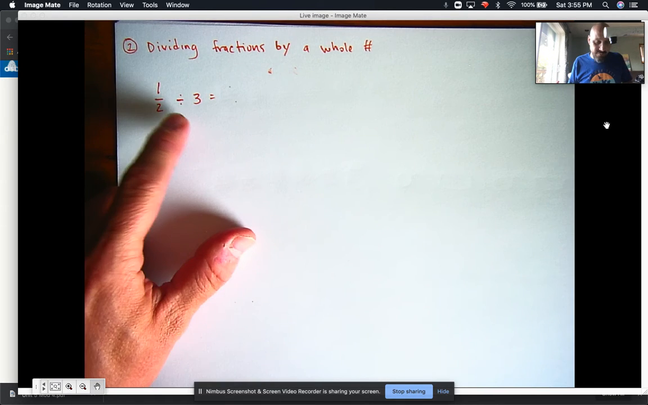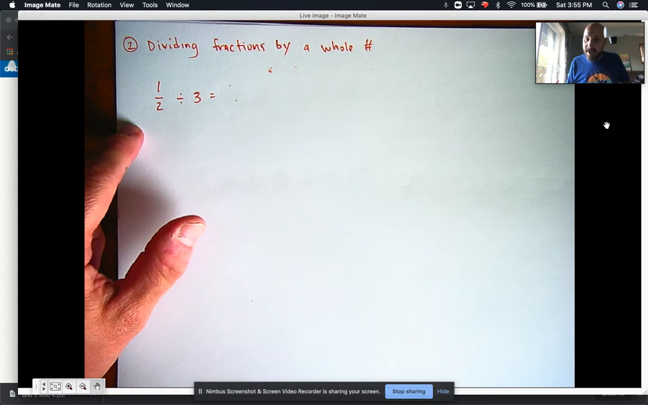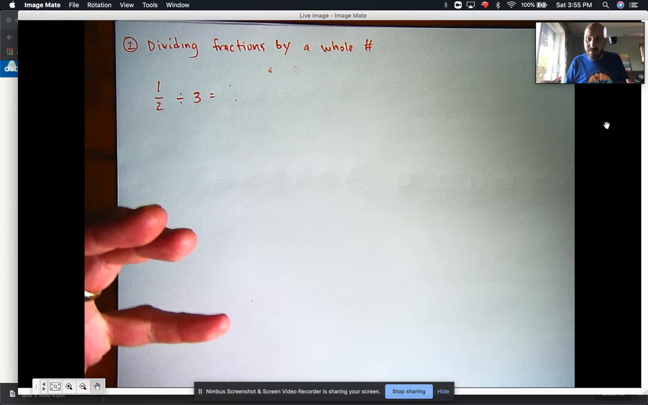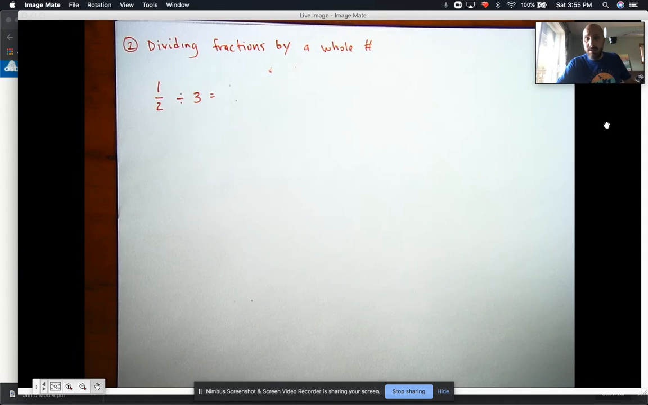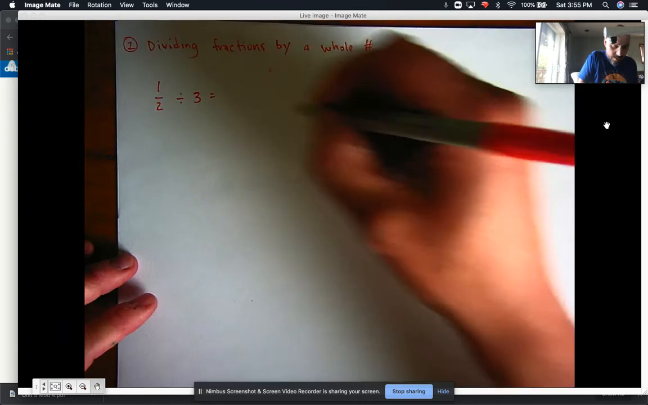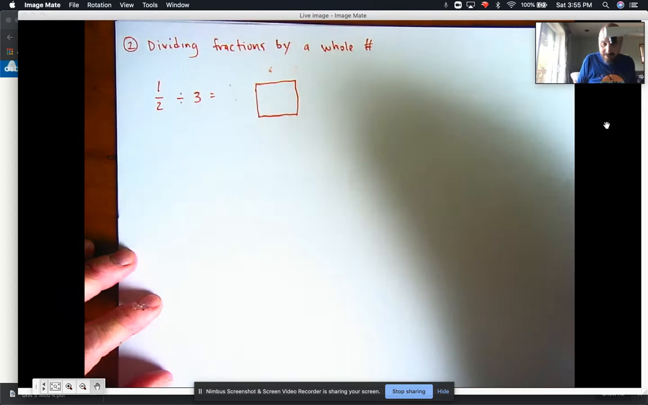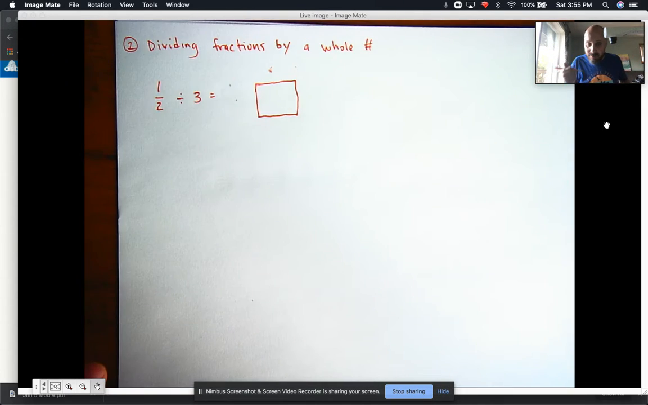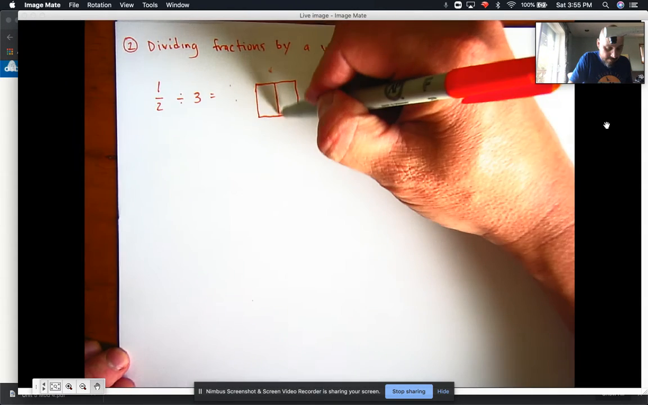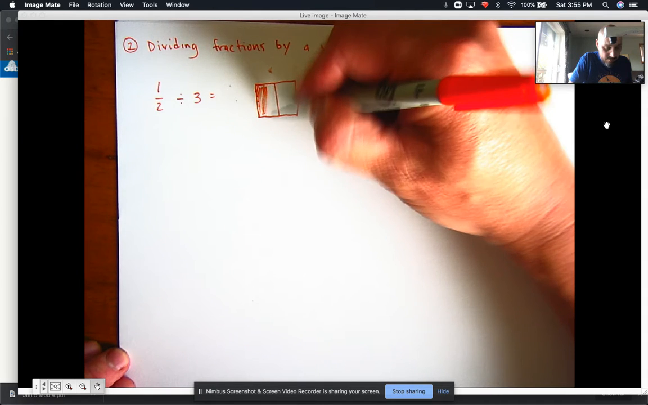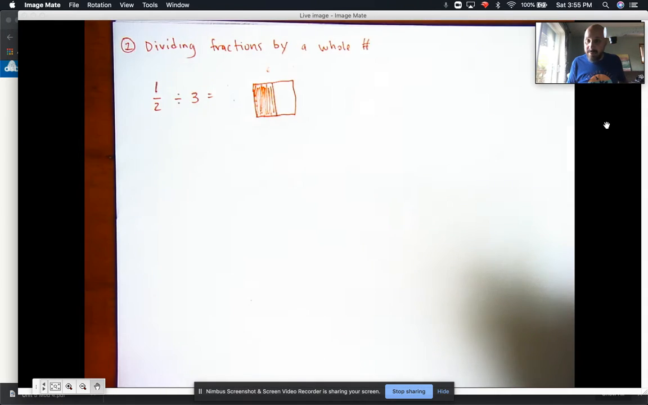So 1/2 divided by 3. I'm starting with my half, so that means I'm going to have a pretty small number when I get to my answer, because I'm already starting with a half and I'm dividing that by 3 wholes. So what that looks like is I have half of something. Let's call it a brownie pan again, because brownies are awesome. And when I get home, there's half of the brownie pan left.